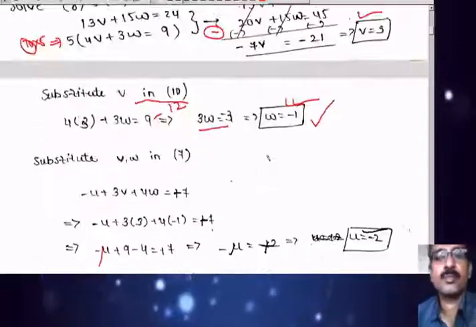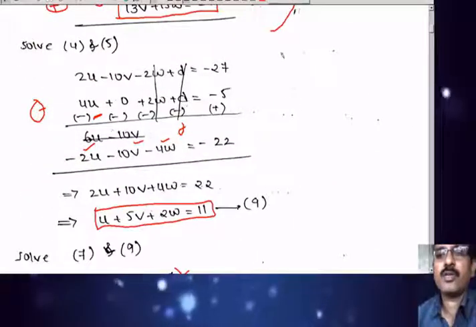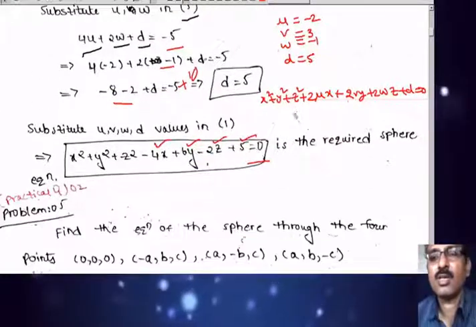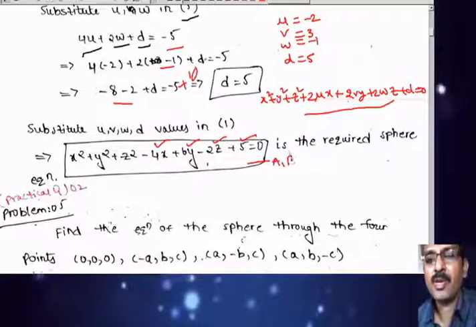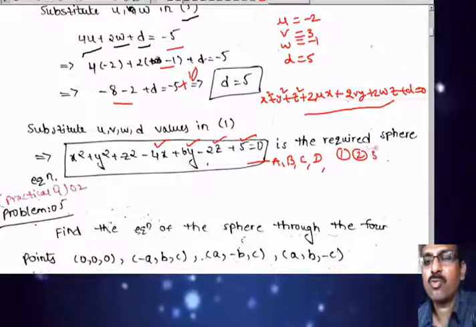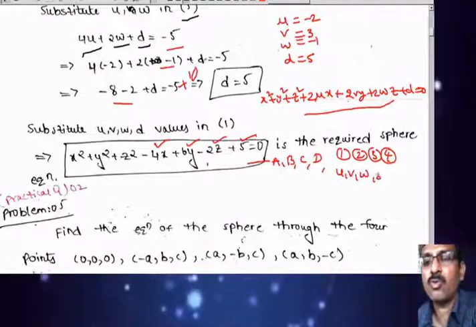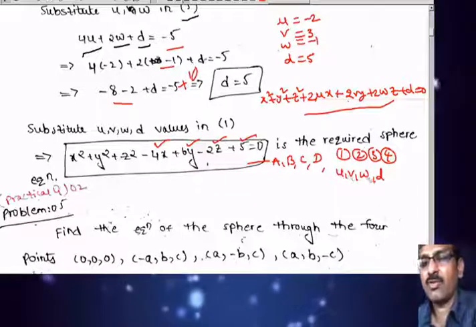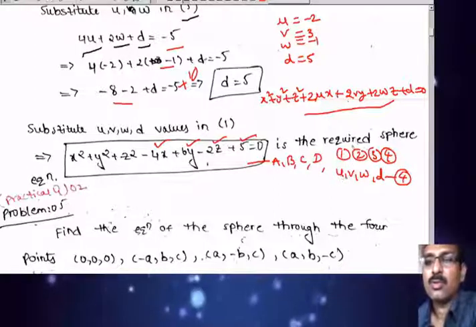Okay, once again I will brief the question. First, we take the general form of the sphere equation and substitute the a, b, c, d points. We get 1, 2, 3, 4 equations having variables u, v, w, d. One of these may be absent. Generally we have u, v, w in the 4 equations, so 1, 2, 3, 4.